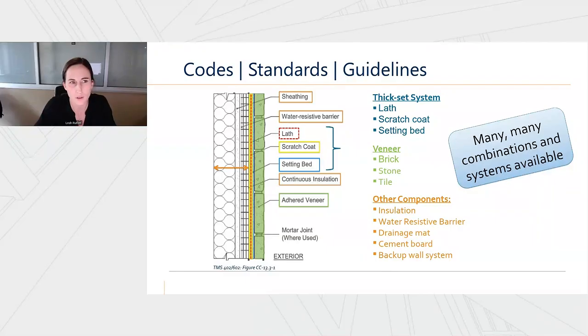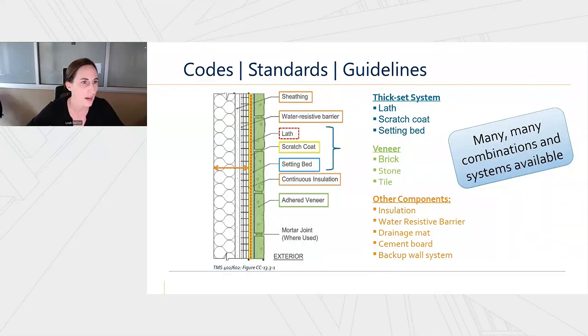It's often not required when adhering these units or veneers directly to concrete, unglazed clay, or concrete masonry, or cement backer units. Then you have your veneer, which Renae touched on, can be brick, stone, tile, and a number of variations within that. And then not to rule out all the other components: the insulation, water-resistant barrier, drainage mat, cement board, and various backup wall systems. Obviously, that leads to many, many combinations and systems available and can make code compliance a little complex.